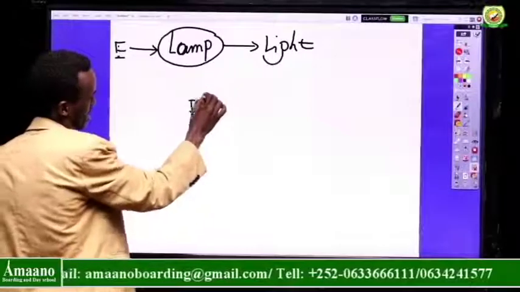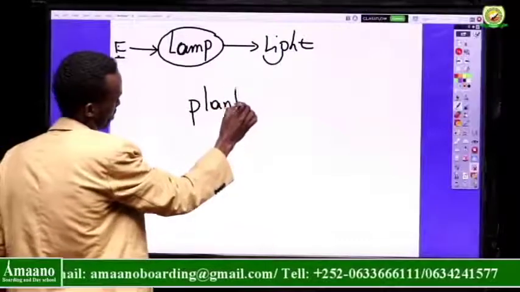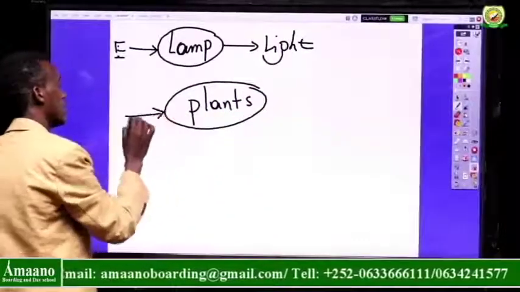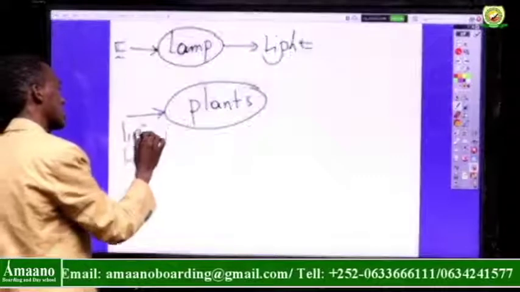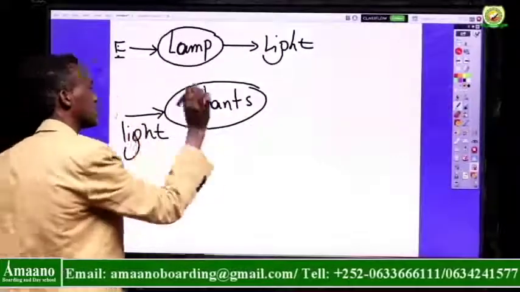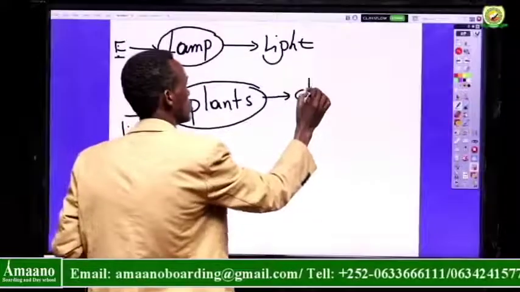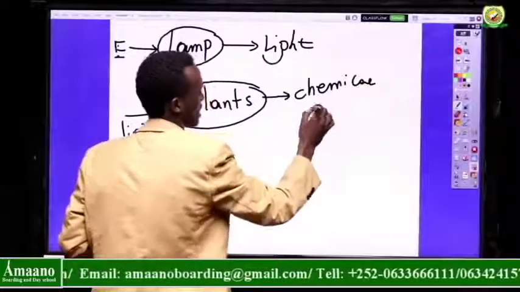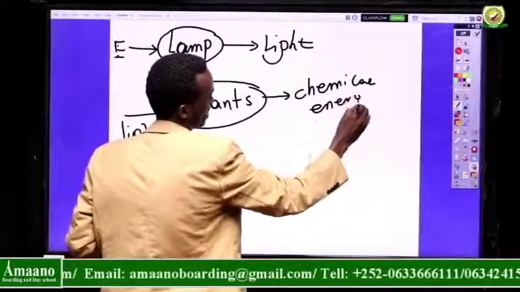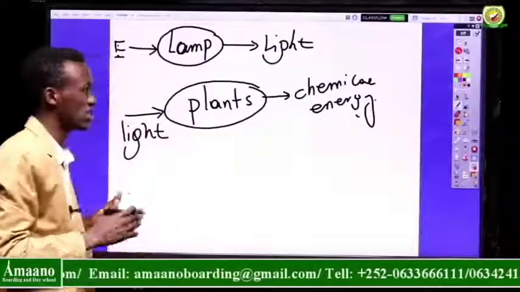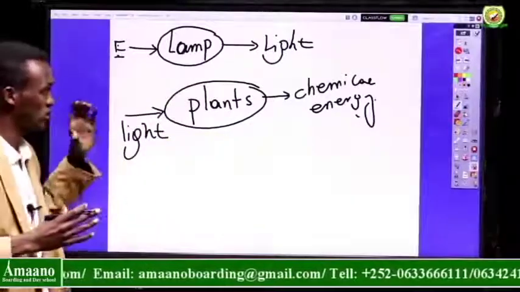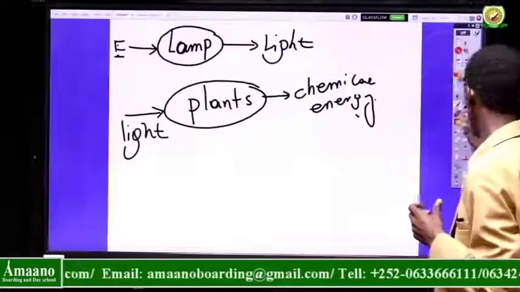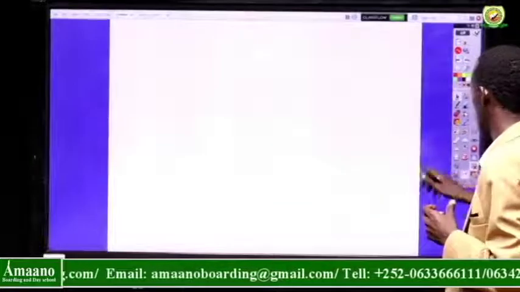Plants. Okay, the input energy is light energy, and it converts into chemical energy. So one form of energy can be converted into other forms of energy. That proves to us that light is a form of energy.